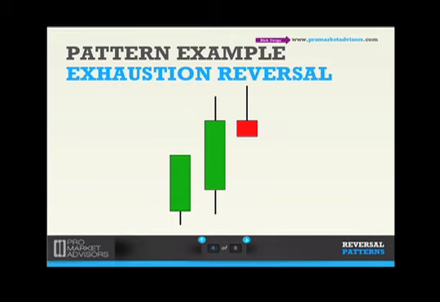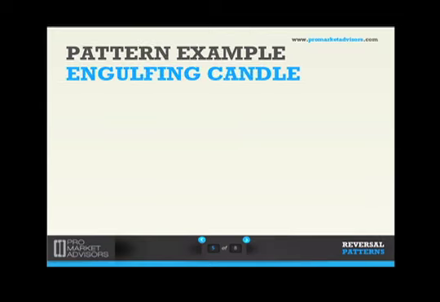Okay, so that's number one. That's exhaustion reversal. The next one that we want to take a look at is an engulfing candle. Now, 2 of the 5 patterns are candlestick patterns, so don't think that we're going to be doing 5 different candlestick patterns. The first one that we just did was a candlestick pattern. This one is also a candlestick pattern. All right, this is called an engulfing candle.